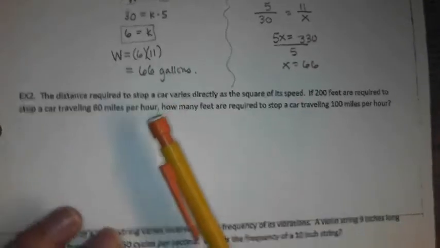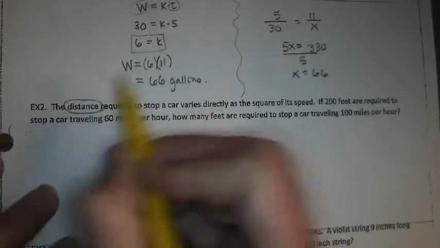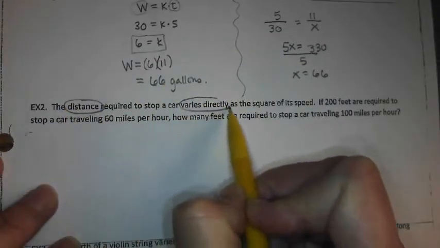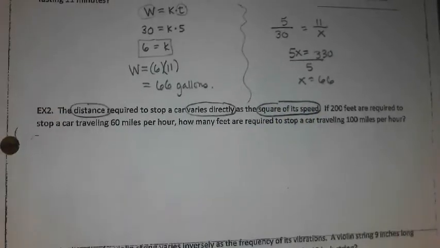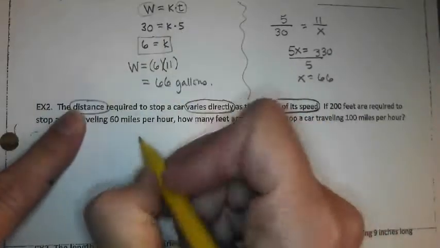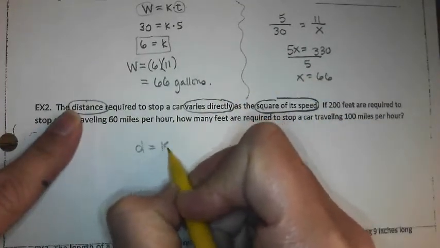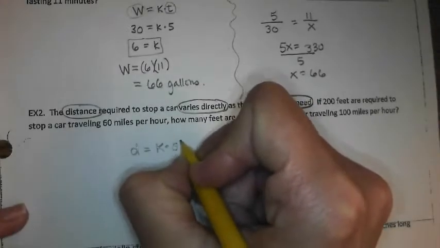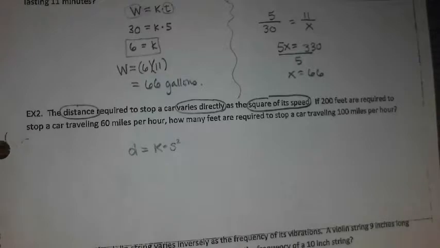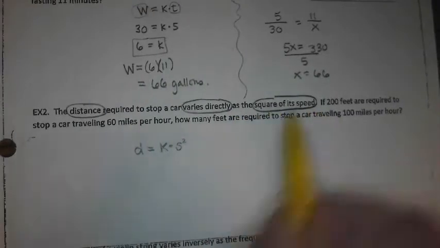Okay. Here's another varying directly. The distance required to stop a car varies directly as the square of the speed. So not just another variable s, but the square of the speed. So the distance, d, equals k times, and since it's varying directly, the square of the speed will be s squared. So pay attention to language like that. It's not always just going to be variable varying with variable. It could be the variable squared or the square root of the variable. So be on the lookout for language like that.